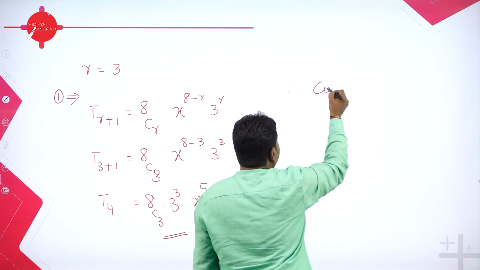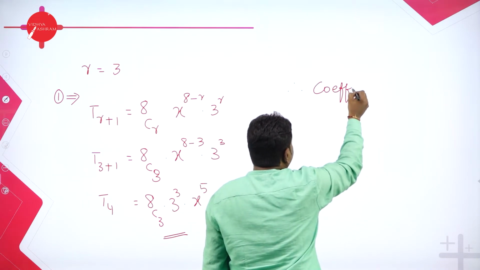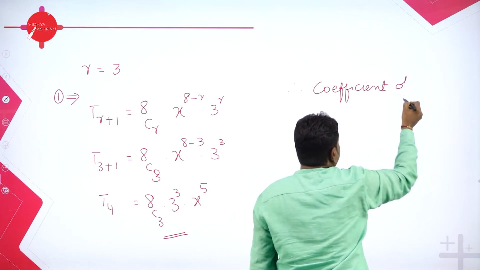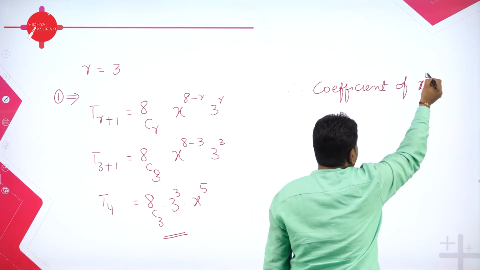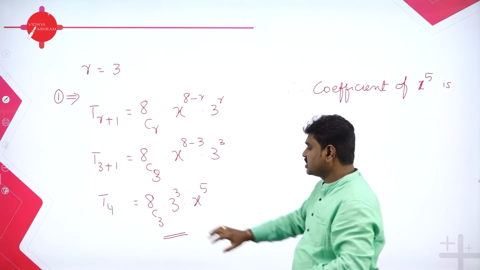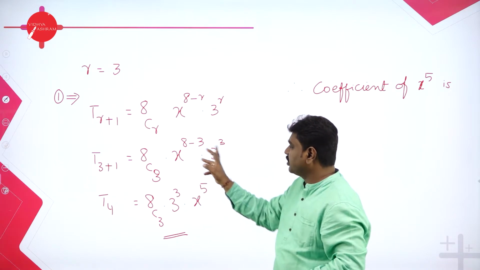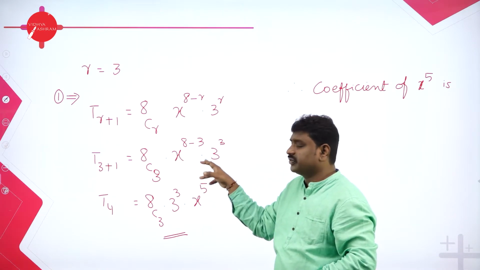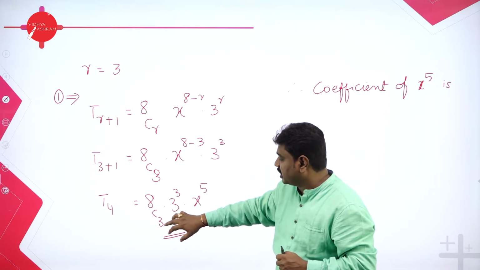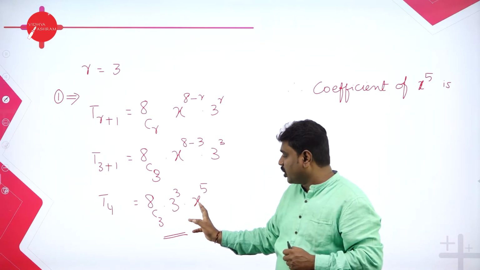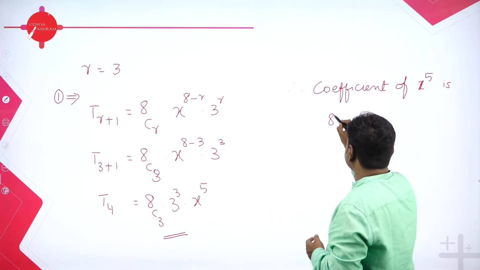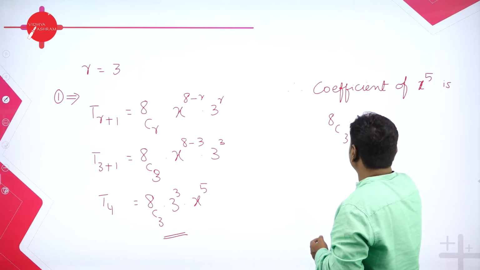Therefore the coefficient of x power 5 is, what is present along with x power 5? What is the coefficient? 8C3, 3 power 3. 3 power 3 I arrange it like this. This is a product of 3 terms. You know, a product can be rearranged. So I will take 3 power 3 and put it here. Now with x power 5, the coefficient of x power 5 is this whole thing, that is 8C3 into 3 cube. This is the answer.